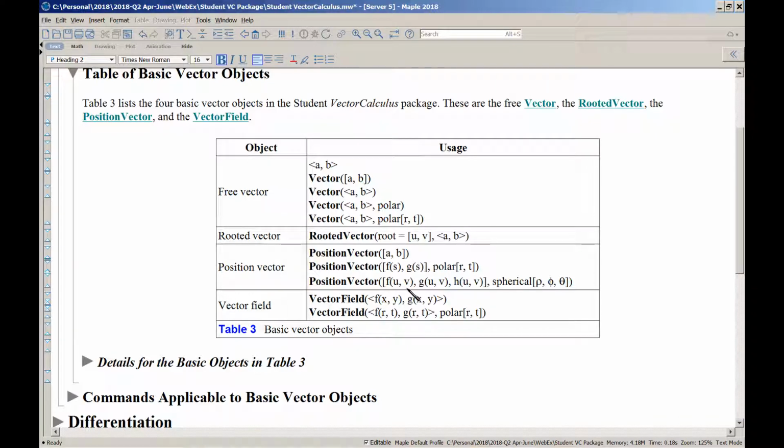In 3 dimensions, F, G, H, this would define a surface. So this position vector allows you to define a curve and a surface, as well as a point. And not only that, there is a companion command that I will mention here. Plot position vector, which will draw a graph of whatever it is that you have defined.